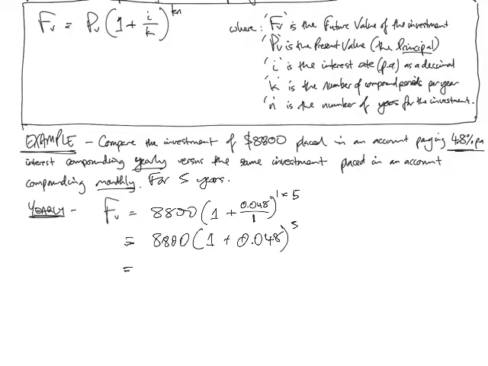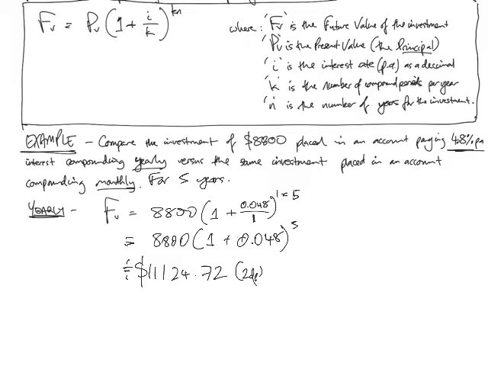So check that in the calculator. Do brackets and exponents first. So brackets 1 plus 0.048, to the power of 5. Now times it by 8,800. So that comes to approximately $11,124.72. Final value of the investment after 5 years, to 2 decimal places.